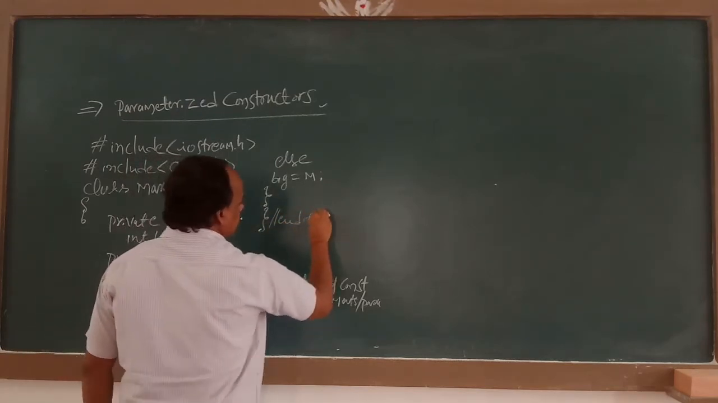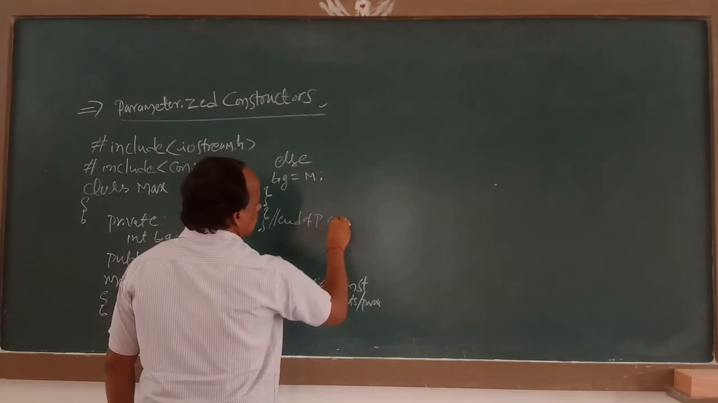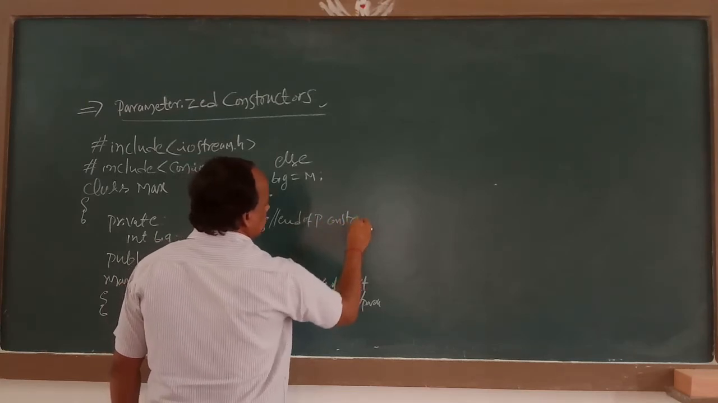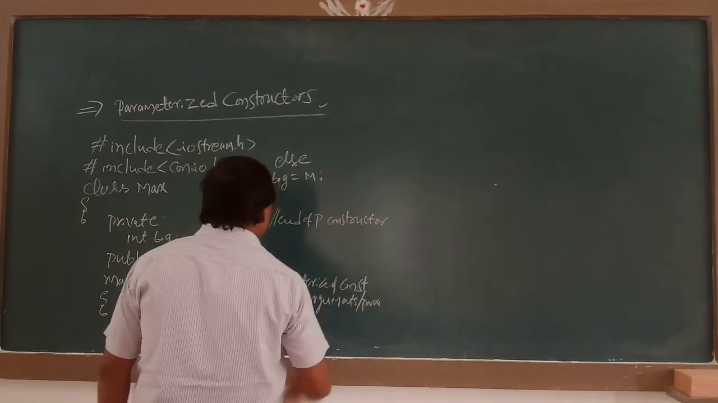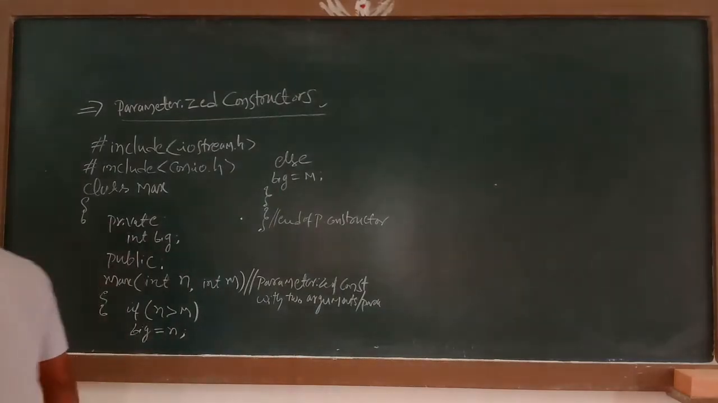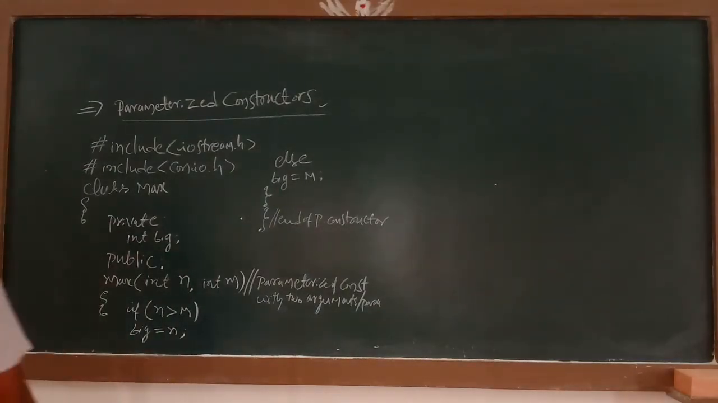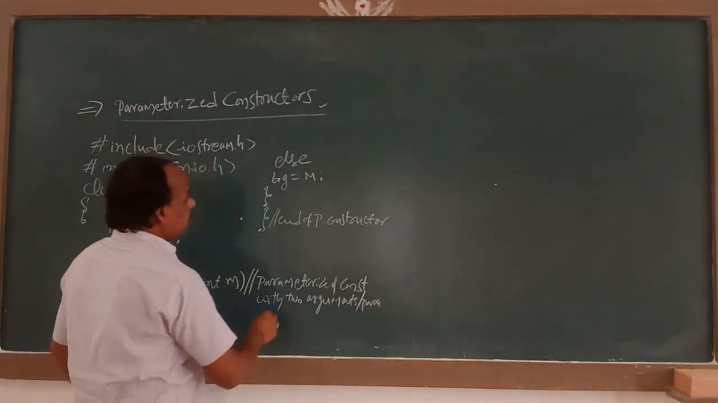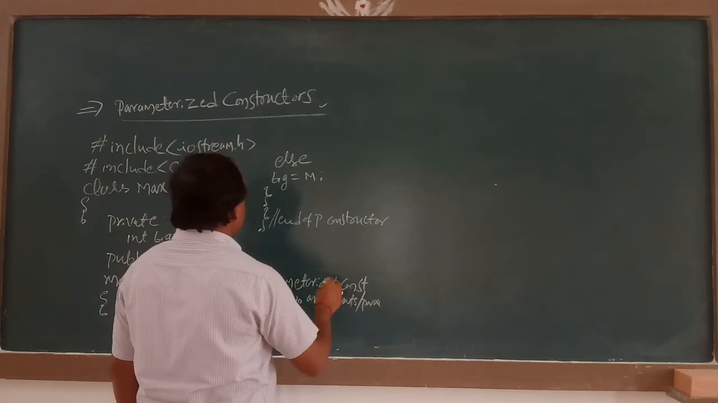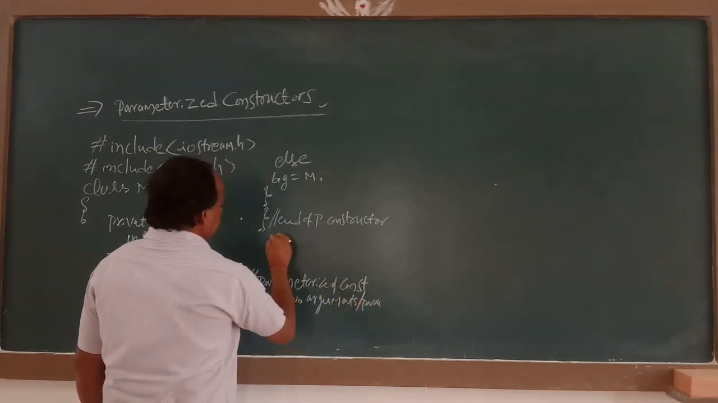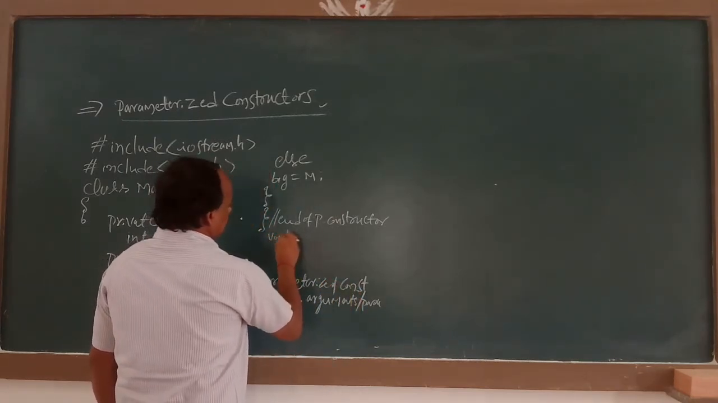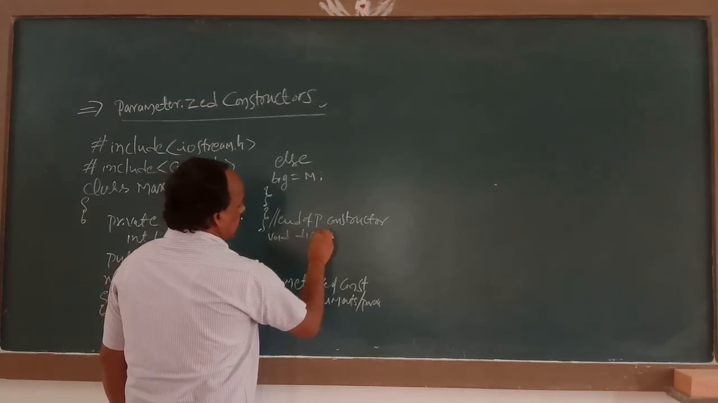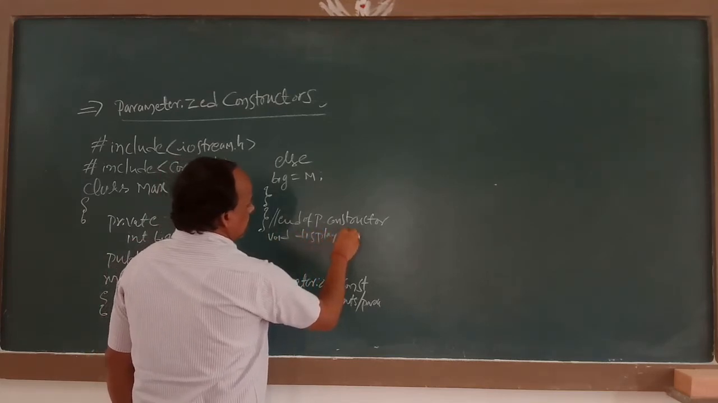End of parameterized constructor, right? End of parameterized constructor. And write a display function here, that is void display function.